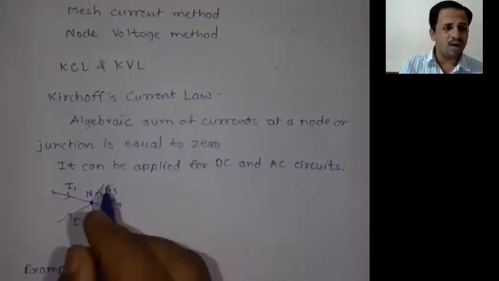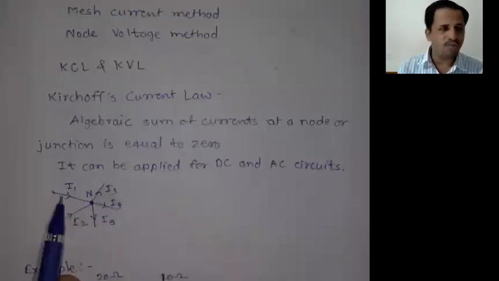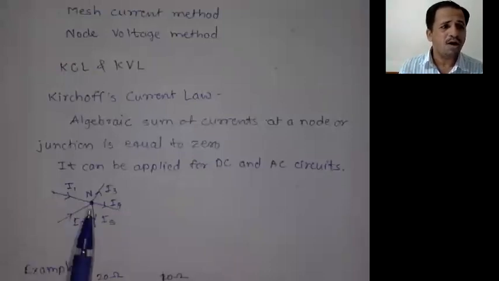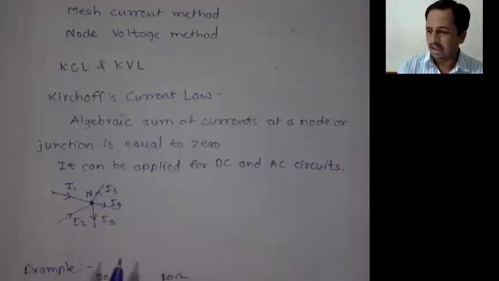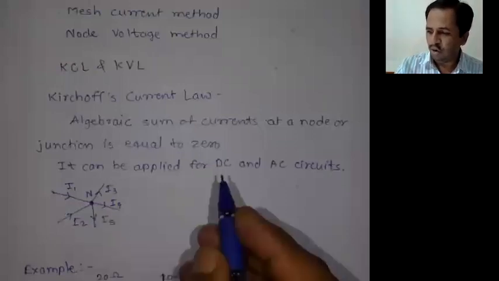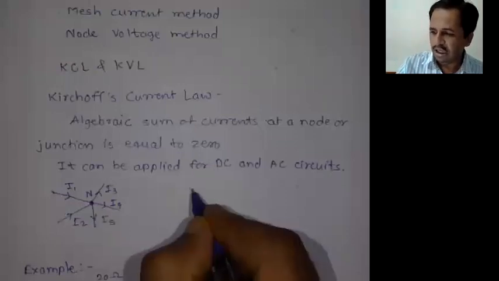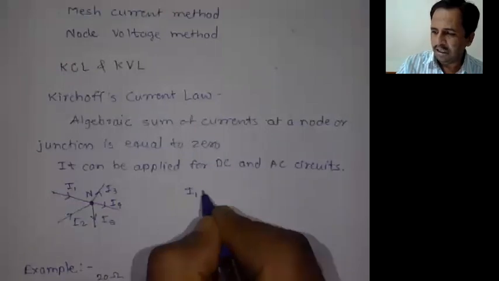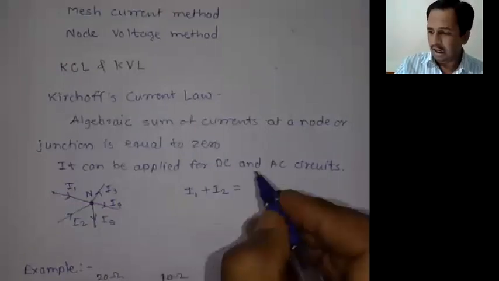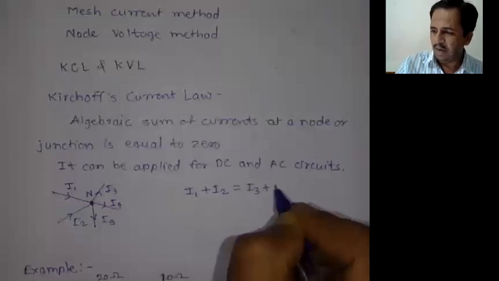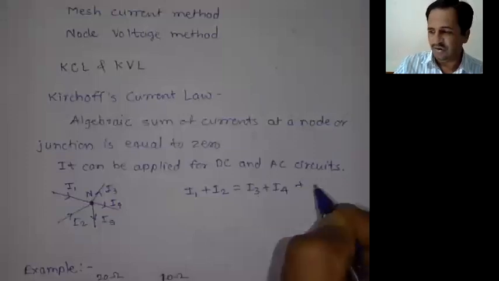These are the different currents. Whatever amount of current is flowing in from I1 and I2, all that current is allowed to pass through the I3, I4, and I5 branches. Now by using Kirchhoff's current law, we have to write this statement. What is that statement? I1 plus I2 is equal to I3 plus I4 plus I5.